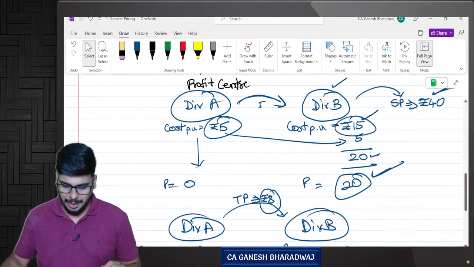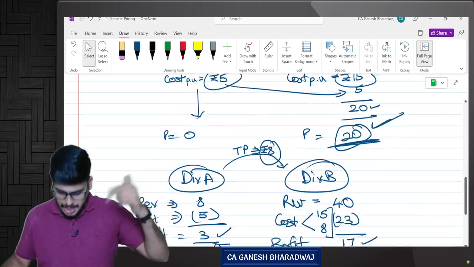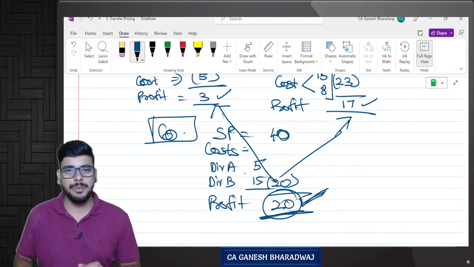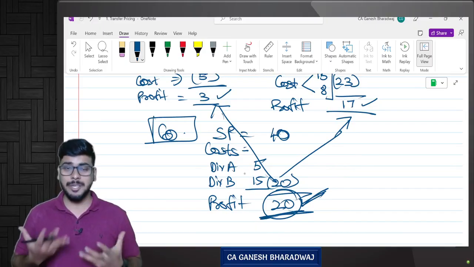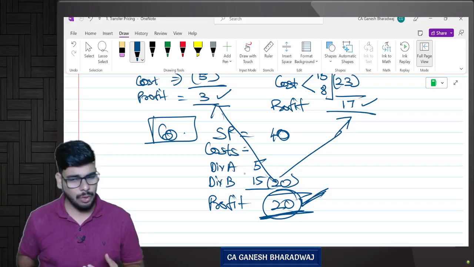Now, you tell me, earlier there was no transfer price. What is the overall profit? 20 rupees. Now there is an introduction of transfer price. What is the overall profit? Same 20 rupees. So transfer price does not affect my whole profit, my profit of the company as a whole? Absolutely not.